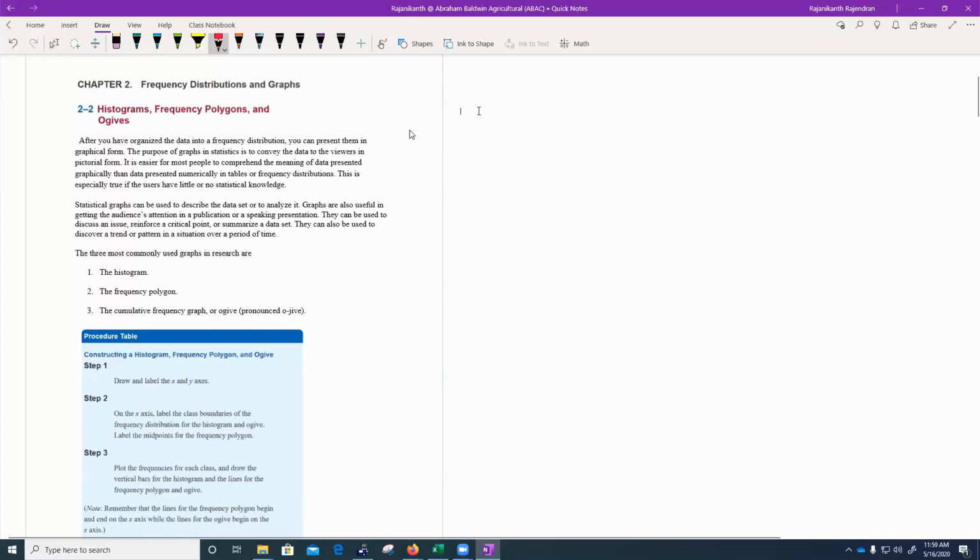Okay, so let's get started. Now we are in section 2.2.